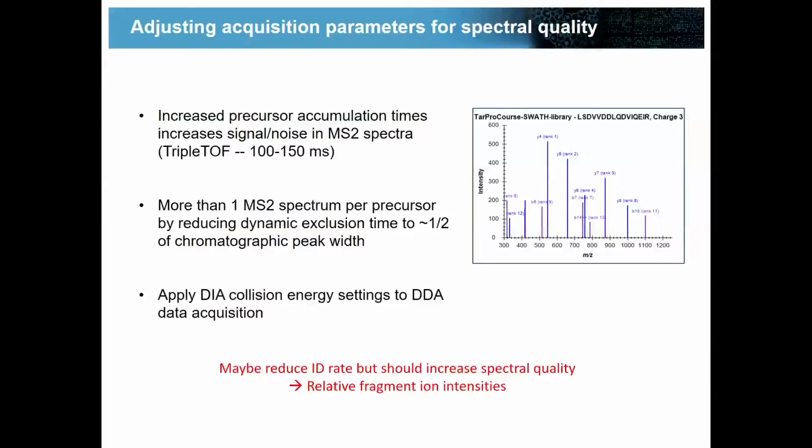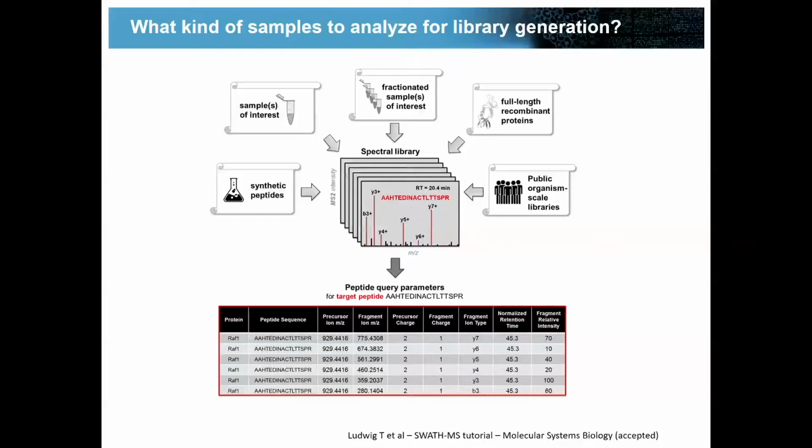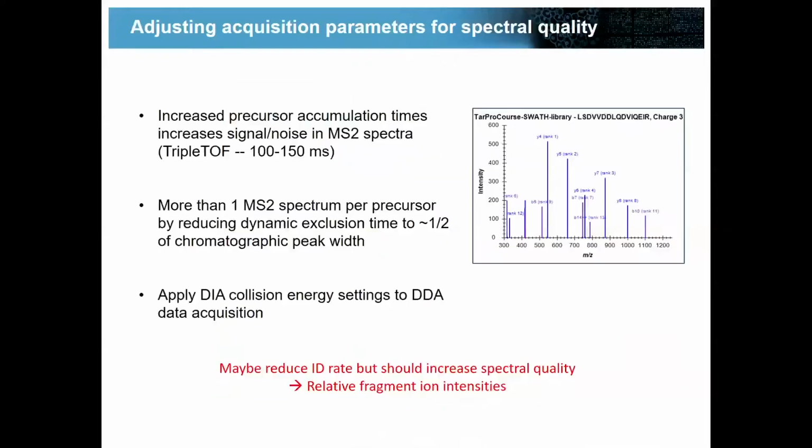This might come at the cost of a reduced ID rate, and in fact all of these measures might come at the cost of a reduced ID rate in the DDA data, but at some point they might increase the spectral quality, which allows you to have a higher quality spectral library, and it might benefit you in the end. This is especially true if you're taking the option to go for fractionated samples of interest. Then this library is probably going to be a lot deeper than what you can actually extract from the DIA analysis. So maybe it's worth trying to improve the quality of the spectral library at the cost of losing some IDs, because you might not need all of those IDs anyway to exploit the DIA data.